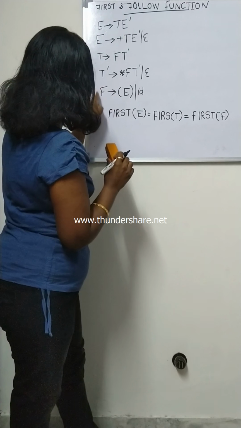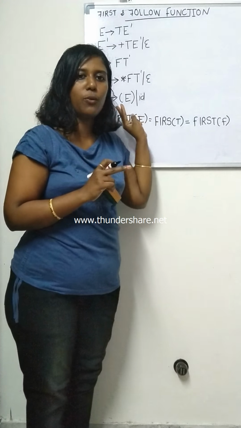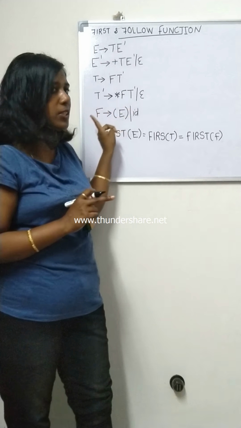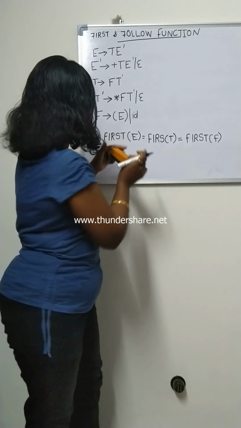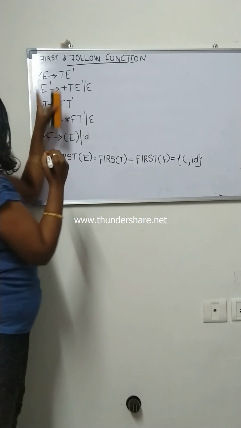Now again we are going for the F production. There are two F productions. One is F derives open parenthesis E close parenthesis, and we have one more production, F derives ID. Here both first characters are terminals. So first of F is equal to open parenthesis, comma ID. Now we completed F, T and E.